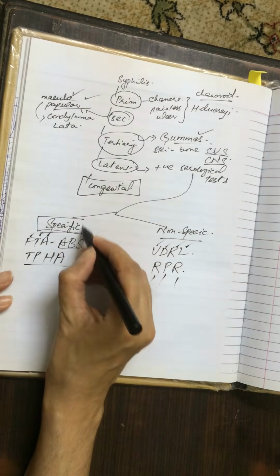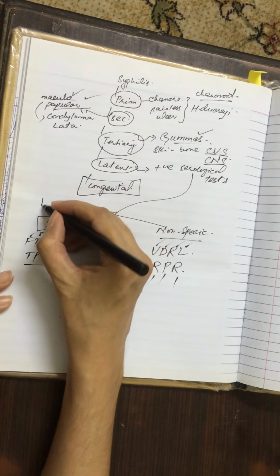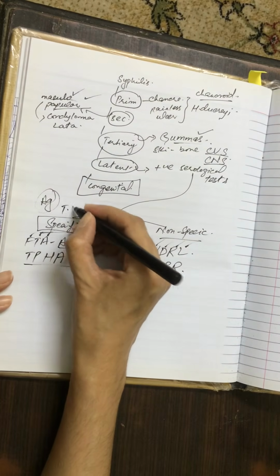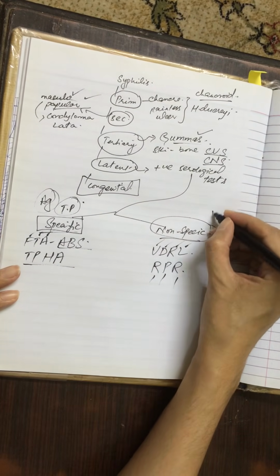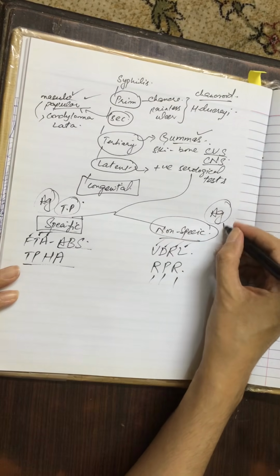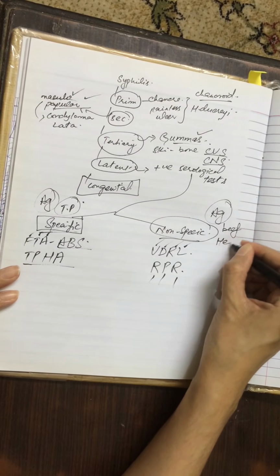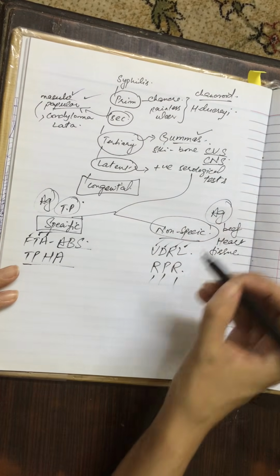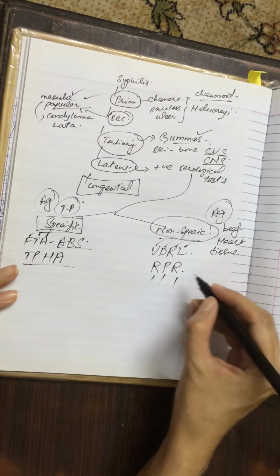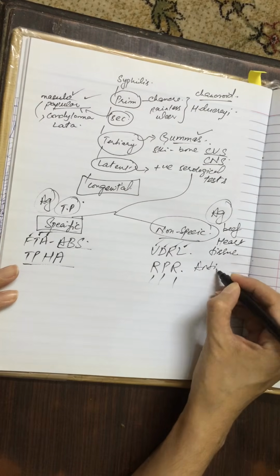In the specific test, from outside we use the antigens of Treponema pallidum, while in the non-specific test, we use antigens from beef heart tissue. They are called cardiolipin antigens, and the antibodies are called anti-cardiolipin antibodies.